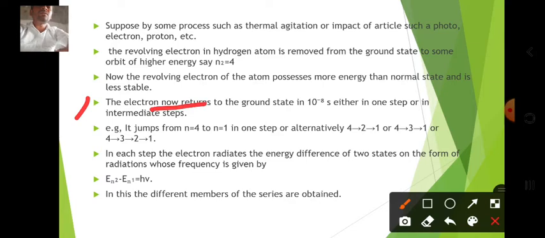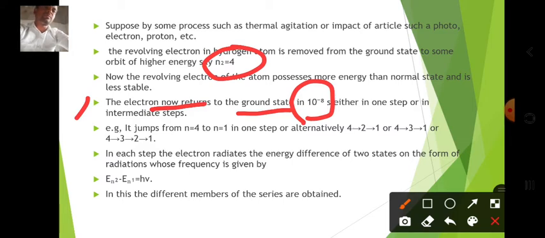The electron now returns to the ground state. The electron may stay in the n equals 4 state for about 10 to the minus 8 seconds only, and it comes back either in one step or in intermediate steps. What are those intermediate steps? Let me explain.